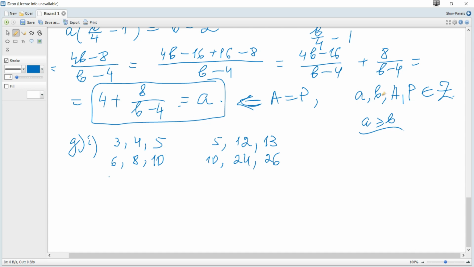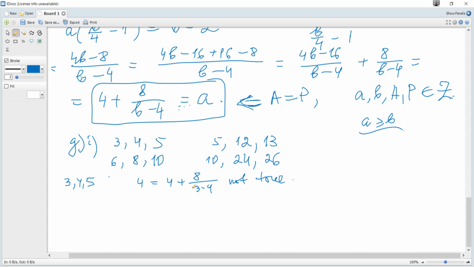So a, b are integers, and we need area and perimeter to be integers, and they will be integers because sides are integers, but we need additionally that area should be equal to the perimeter. So we need to just check this condition. Let's consider, for example, 3, 4, 5. a is the greater leg, it's 4. It should be equal to 4 plus 8 over the smaller leg, 3 minus 4. And we can see that it's not true, so such a triangle is not possible for our conditions.